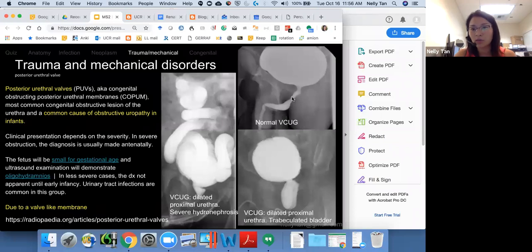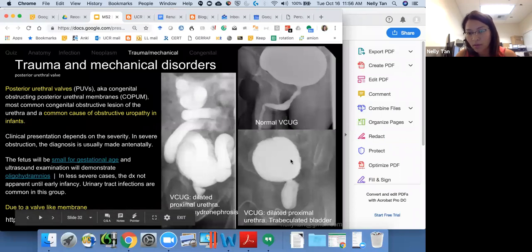In the proximal urethra, there's a membrane. So when the urine fills, it can't pass. There's an obstruction because that membrane is blocking it. So once you diagnose the condition, this is a normal VCUG, right?